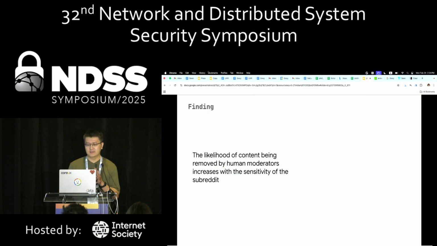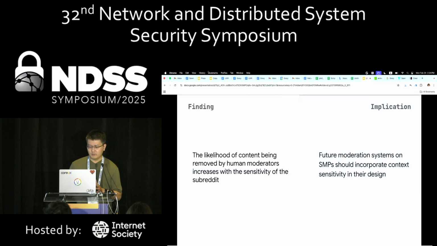Finally, we found that the likelihood of content being removed by human moderators increased with the sensitivity of the subreddit. On one hand, we should continue working on enhancing the accuracy and quality of moderation bots. On the other hand, future moderation systems on SMPs should incorporate context sensitivity in their design. Future research could explore how to enhance these systems to classify posts and comments based on sensitivity levels, enabling moderators to identify and prioritize monitoring of sensitive content on social media platforms more effectively.